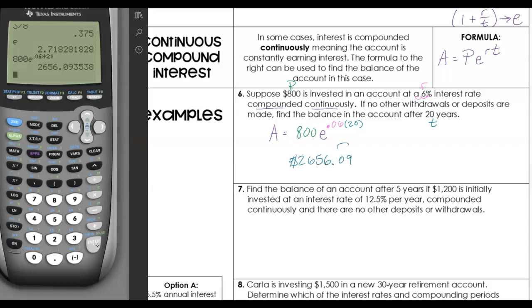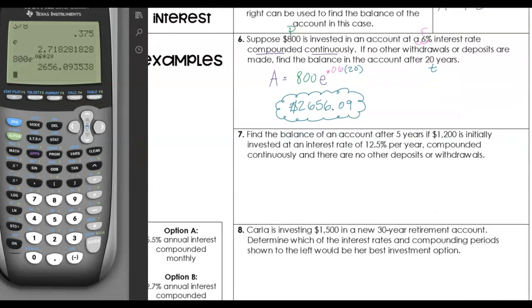Now this isn't drastically bigger. It's not crazily bigger than, say, if you were compounding monthly, 12 times a year. I think it's like $14 more. But still, $14 is a lot of money. If you keep investing money into this and it's compounding continuously, you're going to make a lot of money off of your money in the end.